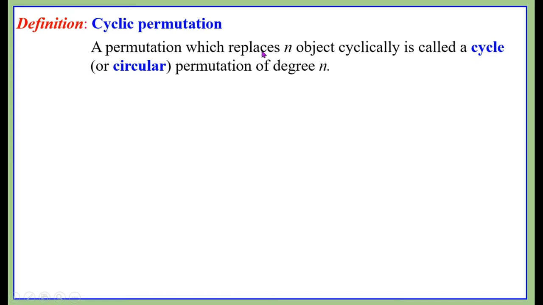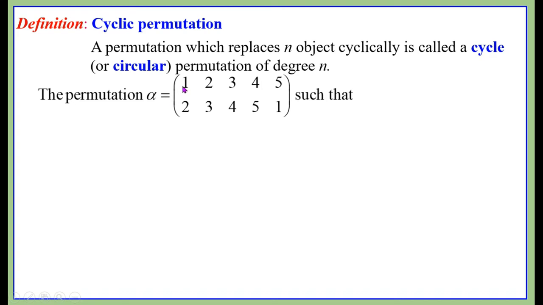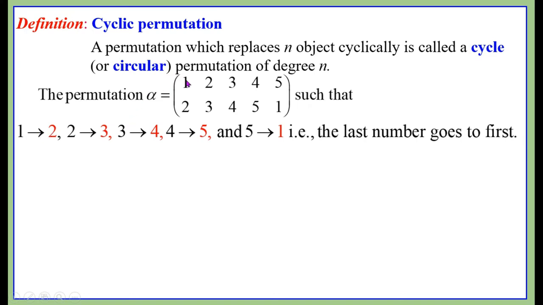A permutation which replaces objects cyclically is called a cycle or circular permutation of degree n. The permutation alpha is 1, 2, 3, 4, 5 with corresponding images 2, 3, 4, 5, 1, such that 1 goes to 2, 2 goes to 3, 3 goes to 4, 4 goes to 5, and 5 goes to 1. That is, the last number goes to the first.